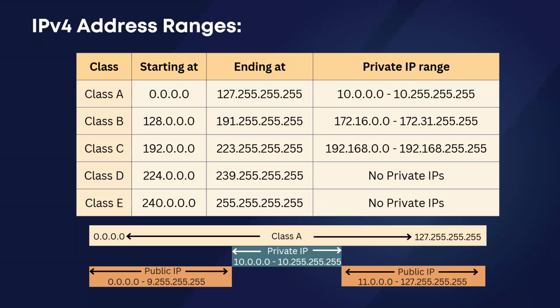Okay, now a very commonly asked question by students is, why do we have 5 separate classes? Why not just one single class with some public and private IPs in it? It would have been definitely easier to remember, right? But no, there's a reason for this.